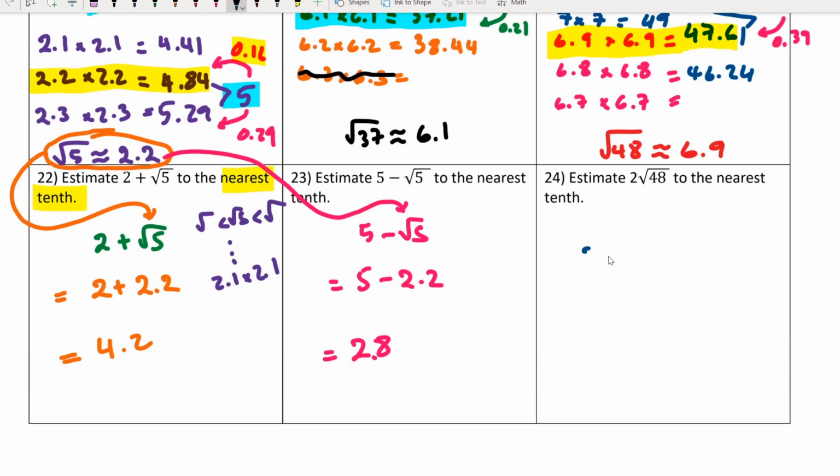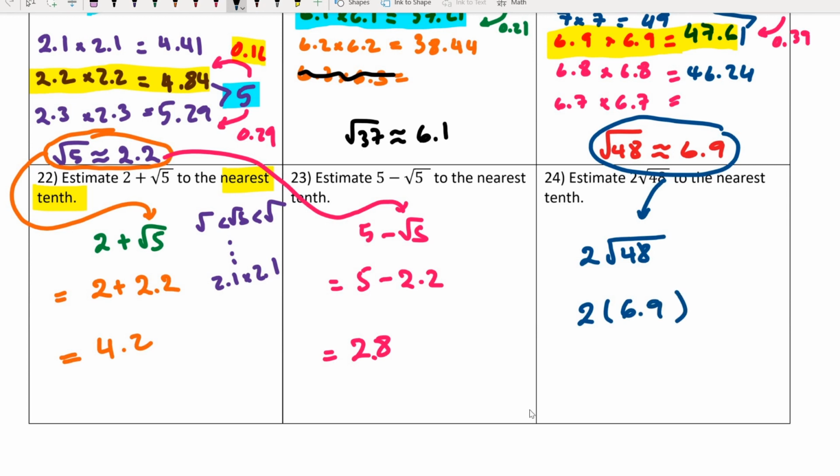Estimate 2 times the square root of 48. The square root of 48 we found out earlier is 6.9. So that would be 2 times 6.9, which will give you 13.8. That would be it. Yes.